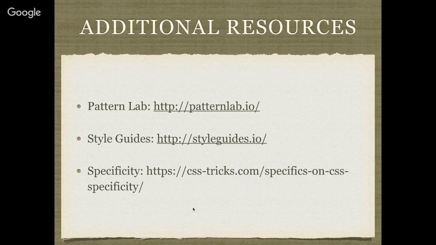There were some additional resources, so go to patternlab.io if you want to learn more about Pattern Lab. I had styleguides.io, because you are developing a style guide. That is the end result, that is the goal. Make sure you keep that in mind throughout the whole process. I think we were talking about specificity. That was a good article on how you should name your components, conceptually what you should be thinking about.